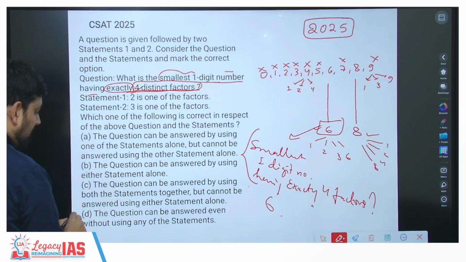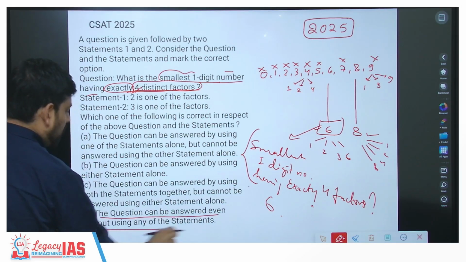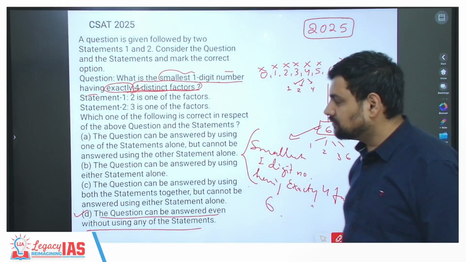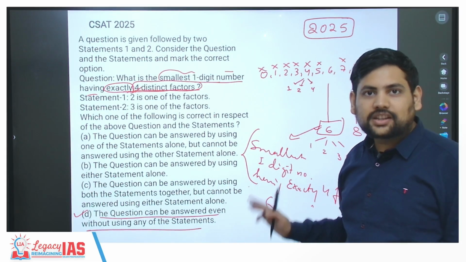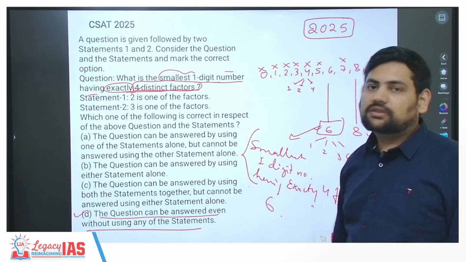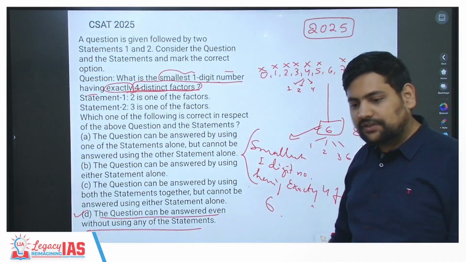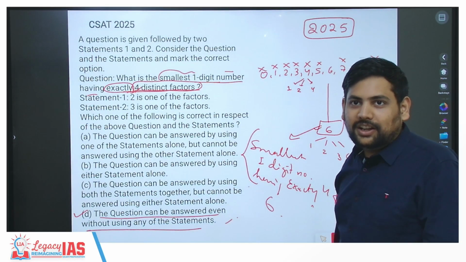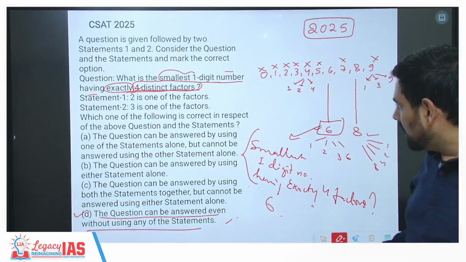Okay, this can be answered even without using any of the statements. A good question. Very easy to look at, but to decipher that you don't need anything, that requires skill. So this is a very new thing that they have framed and a very good thing. Now let's move to the next question.